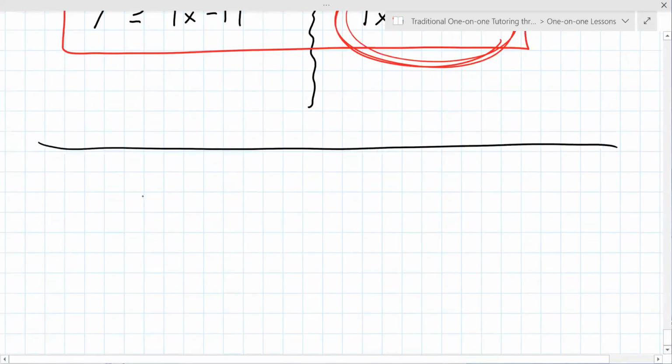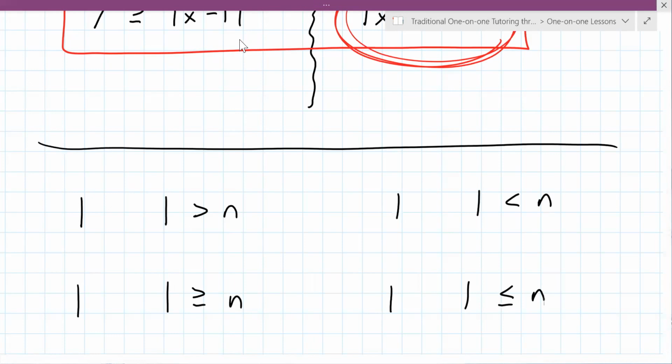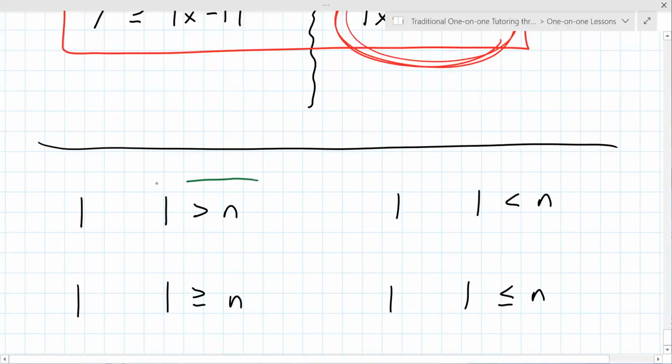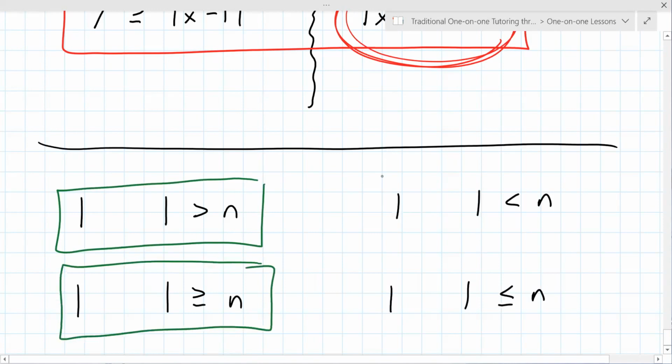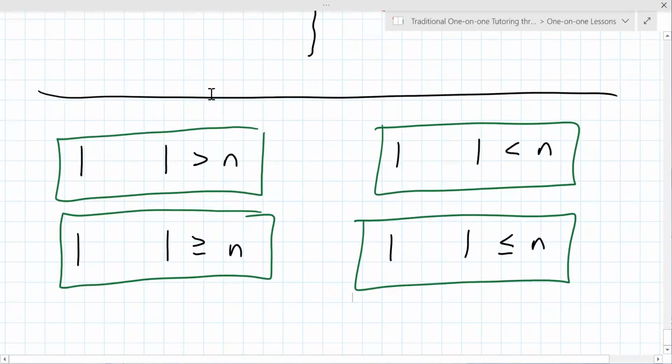So we really want all of our problems to be in some form like this: absolute value of something greater than n, absolute value of something greater than or equal to n, absolute value of something less than n, absolute value of something less than or equal to n. These are the only forms that you want to deal with. If you can get them into this form, it really makes a huge difference. So that's what you're looking to do.